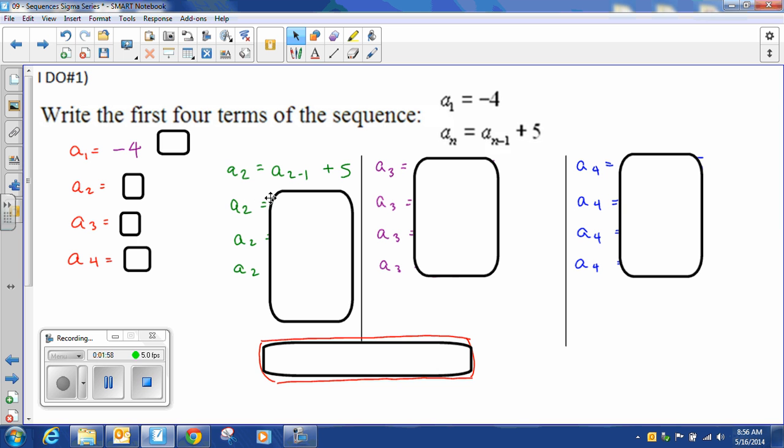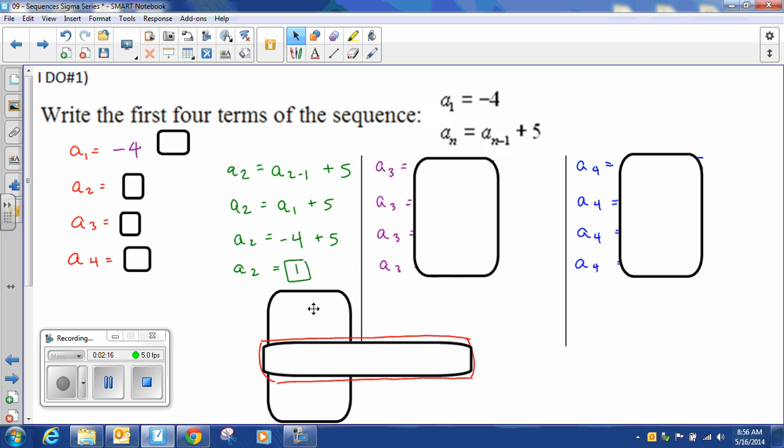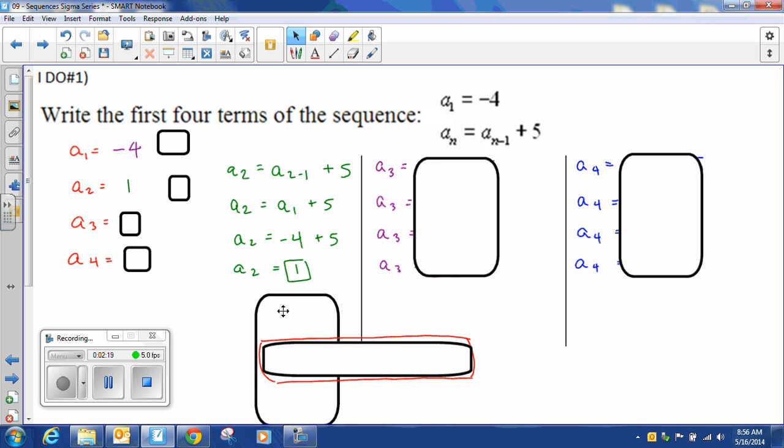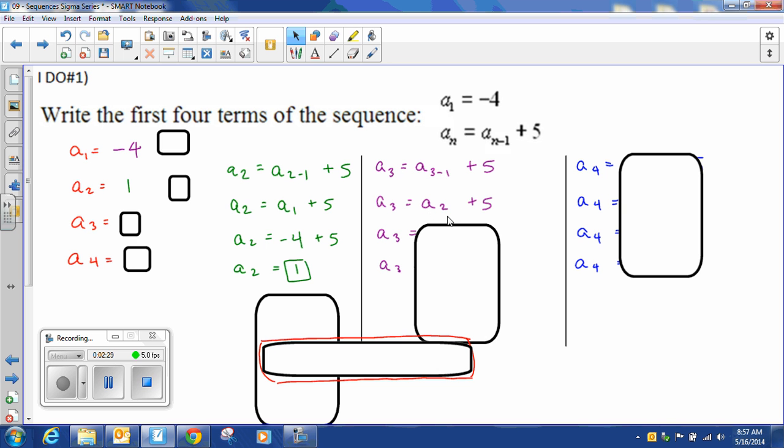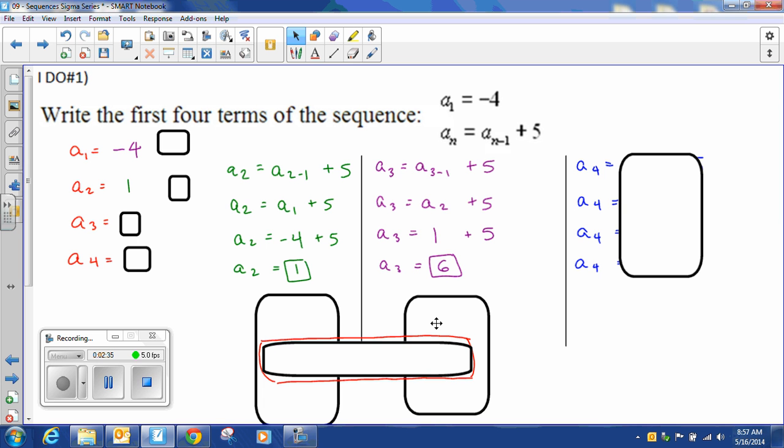Well, a sub 2 is the next one we're looking for. And a sub 2 equals a sub n minus 1, which is 2 minus 1, plus 5. A sub 2 minus 1 is really a sub 1. A sub 1 is referring to the first term. So it's a sub 1 plus 5, which is negative 4 plus 5, which is positive 1. That's our second term. Our third term, we find in a similar fashion. A sub 3 minus 1 plus 5. A sub 3 minus 1 is really just a sub 2, which is the previous term. So it's really 1 plus 5, which is 6.